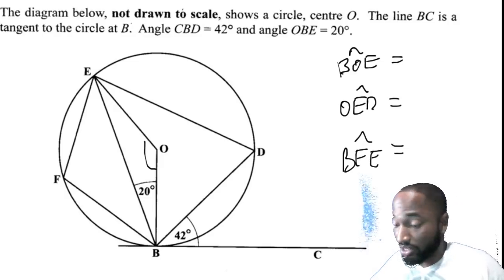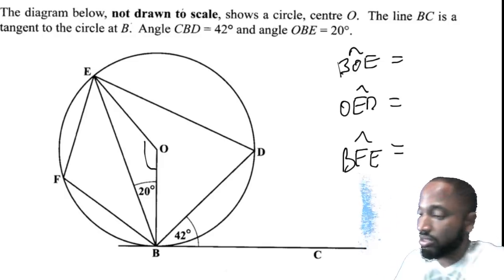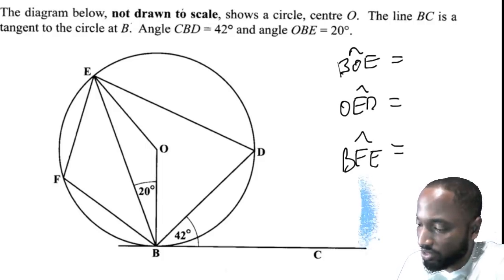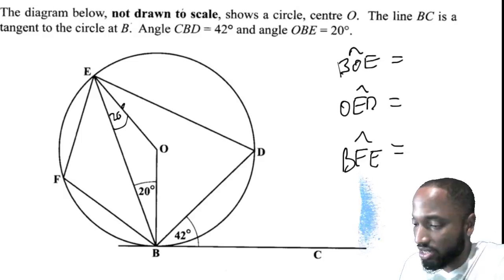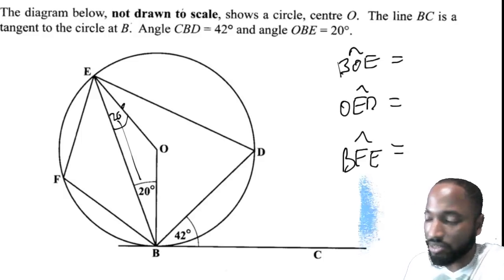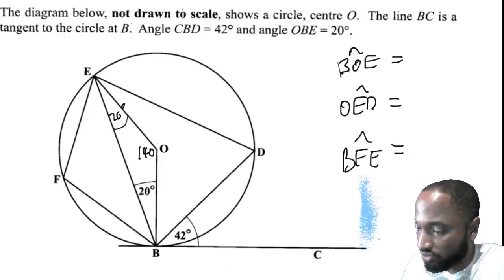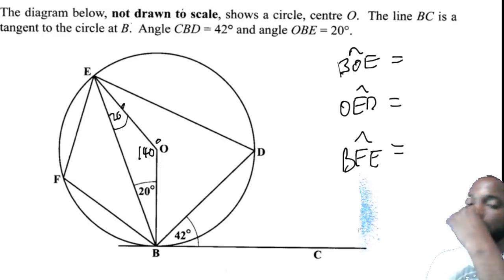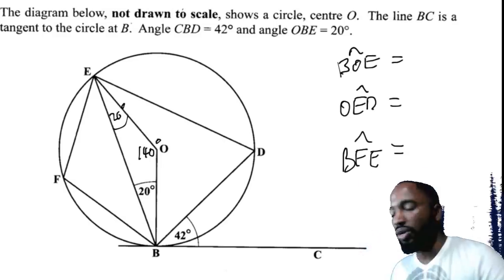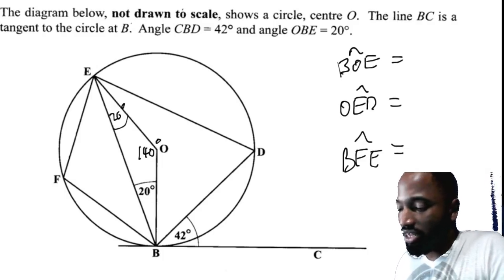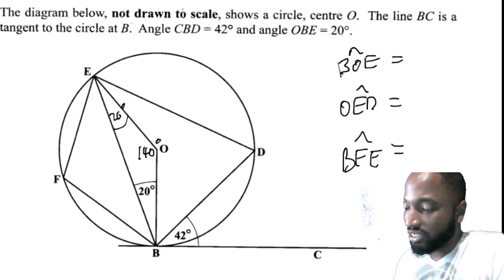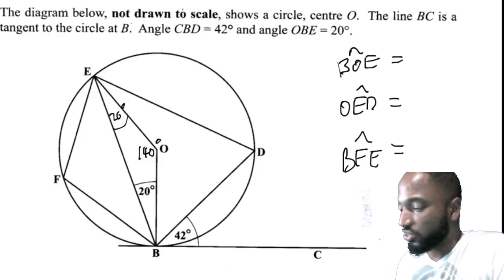Yeah, okay. Right. So we want angle BOE. So this is 20 and this is 20 degrees as well, because it's an isosceles triangle. So if this is 20 and this is 20, it adds up to give you 40. So the remaining angle inside here is 140 degrees, because it must add up to give you 180 degrees. The base angles in an isosceles triangle are equal, and angles in a triangle add up to 180 degrees. So this is 140 degrees.